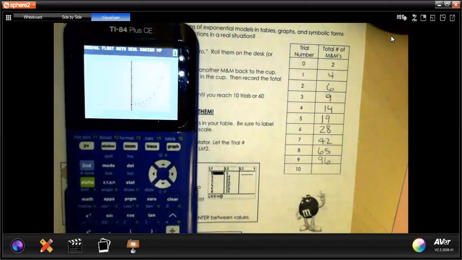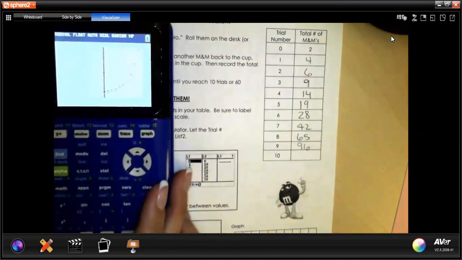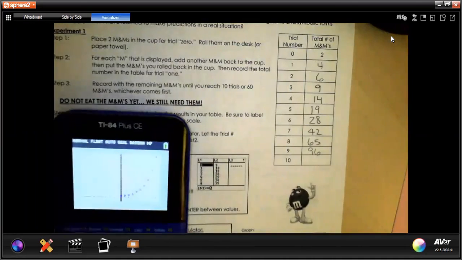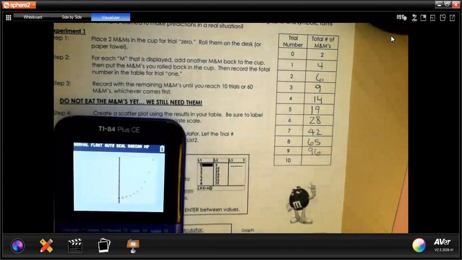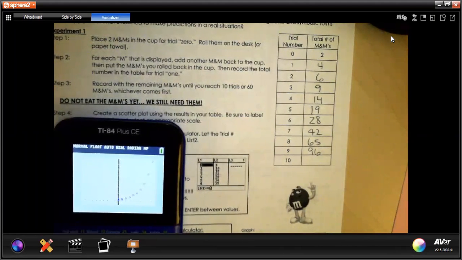And now we hit graph. Let me get that out of the glare. There we go. And here is our graph. Notice on there, it is not a line.